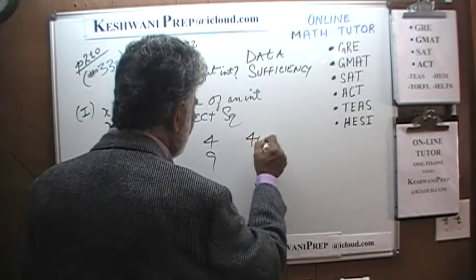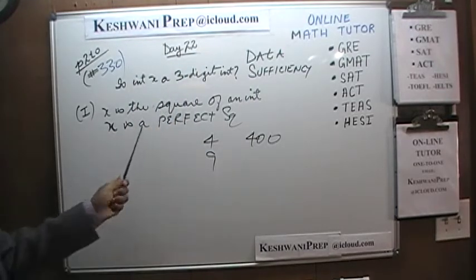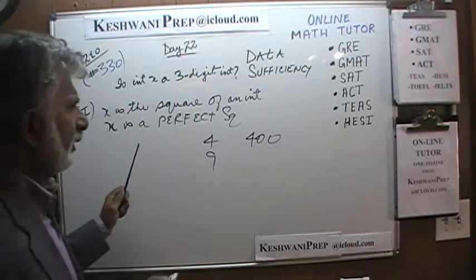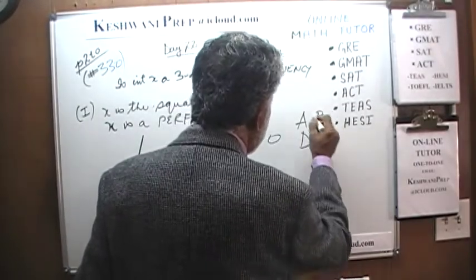It could be 400 for that matter. It could be any square. It does not tell us that it's a three-digit integer by itself. All we know is that it's a perfect square. The first statement does not do the job. A, D, B, C, E. The answer cannot be A or D.